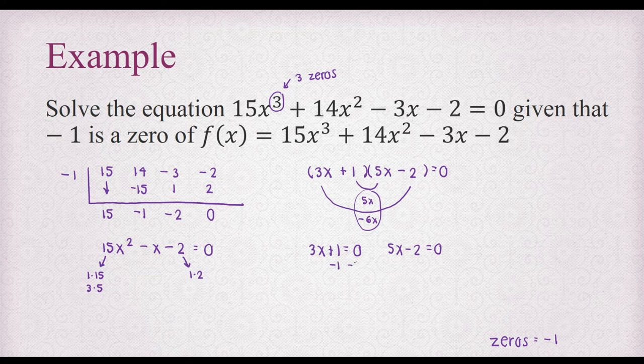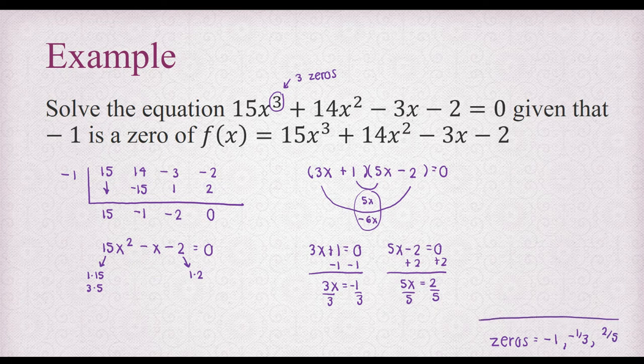So I'm going to subtract 1 from both sides. That gives me 3x to be -1. I'll divide by 3. So it looks like -1/3 is our second zero. I'm going to add 2 to both sides and then divide by 5. So it looks like 2/5 is my third and final zero. So here are my 3 answers because we started with degree 3. And once again, they gave us one of the zeros, so we were just finding the other 2.